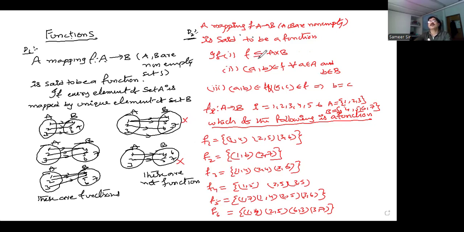As I said to you, f is a subset of A cross B. What is that A cross B? A cross B means, you see this I have taken here, I can write like this now: (1,4), (1,5), (1,6), (1,7), like this, and (2,4), (2,5), (2,6), and (2,7). And like that, (3,4), (3,5), (3,6), and (3,7). The set of all ordered pairs, this is A cross B, the Cartesian product of two sets we can say.